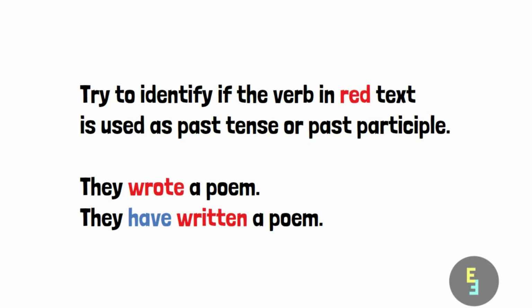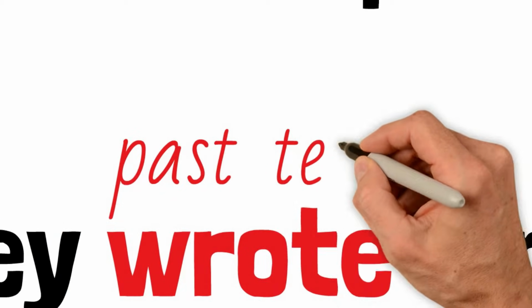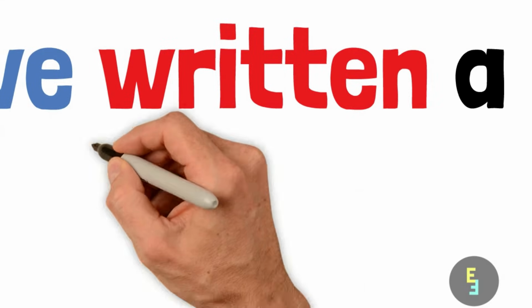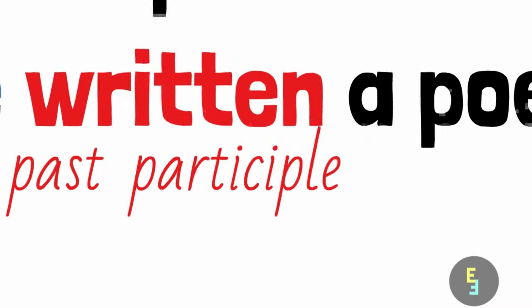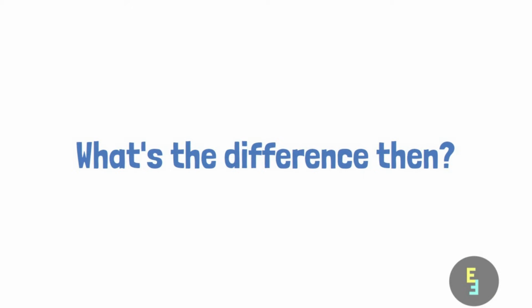Is the word wrote in the first sentence a simple past tense? Or a past participle? Yes, it's in simple past tense form. And you're right if you think that the word written in the second sentence is in past participle form. So, what's the difference between the two?